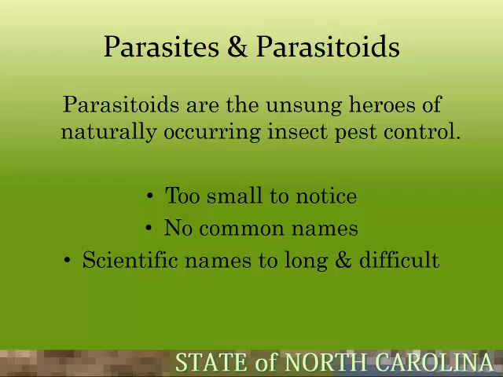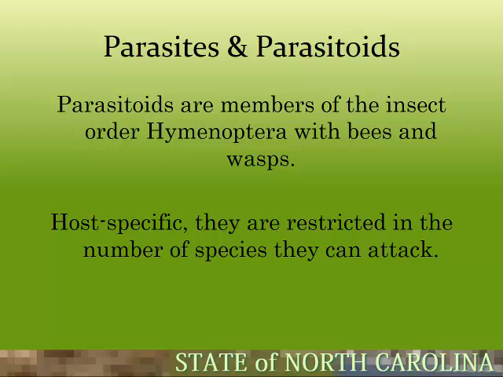Parasitoids are the unsung heroes of naturally occurring insect pest control. They're too small to notice, and we're not going to see them with the naked eye. Usually they don't have any common names, and their scientific names are so long and difficult to pronounce that we just don't know what they are. And this is where those companies that specialize in making the beneficial insects come into play.